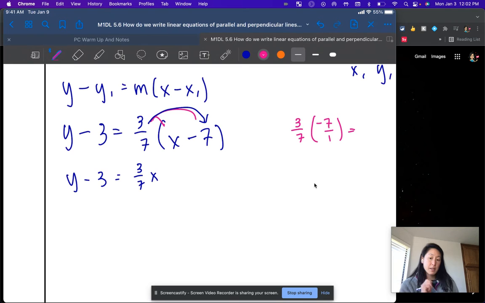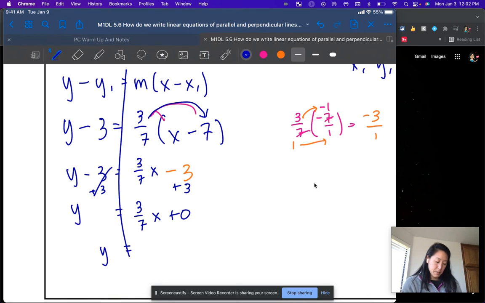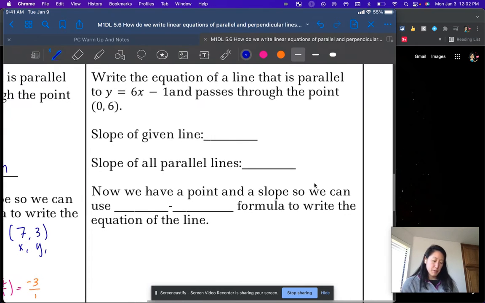I see that I'm going to cross simplify this time, so I can simplify anything from the numerator and the denominator. So 7 divided by 7 is 1, so I'm just left with a negative 1 on the top. And then we're going to multiply 3 times negative 1 is negative 3, and 1 times 1 is 1. So this is a minus 3 here. So I'm going to add 3 to both sides. So I get y is equal to 3 over 7x plus 0. Or to make that nicer, we just do y is equal to 3 over 7x. So the slope is 3/7, and our y-intercept is 0. Okay, one more for you to do on your own, and then we're going to move on to perpendicular.